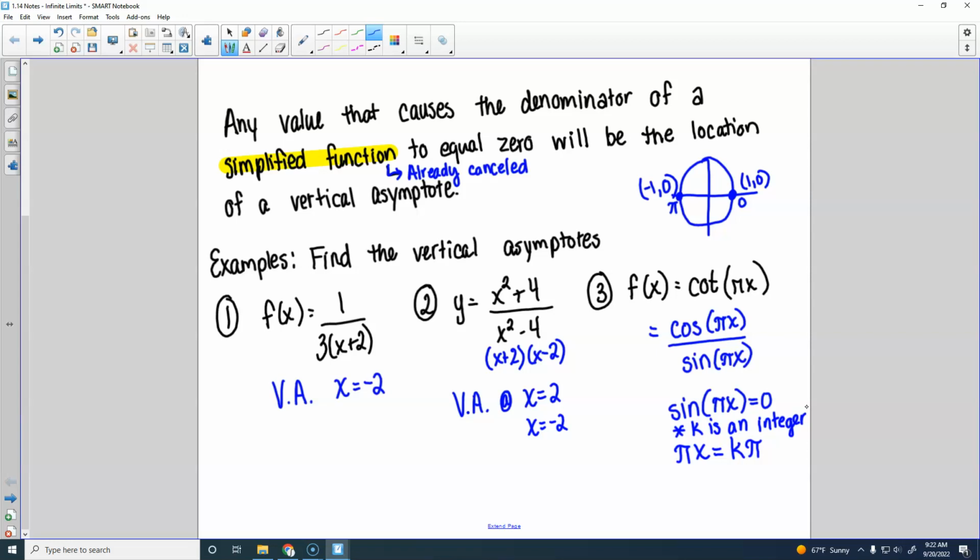But the pi is already inside of that parenthesis, so it's not just whenever x equals k pi, it's whenever pi x equals k pi. So if I want to solve that for x, what should I do? Divide by pi. And so x equals k, where k is an integer. So it's basically just all the integers at 0, 1, 2, 3, 4, 5, and so on.